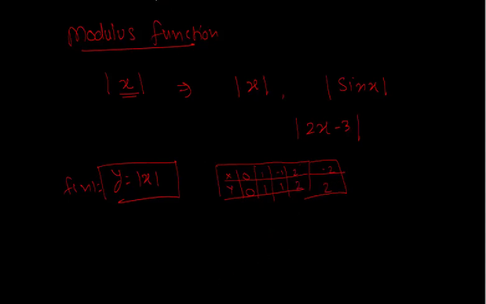So if I want to plot the graph of this function, roughly I'll make the coordinate axis. For 0 we have 0, for 1 we have 1, for 2 we have 2, and for minus 1 we have 1, for minus 2 we have 2. So if you join all these points, you will get this kind of graph. So this particular graph is called the modulus function.